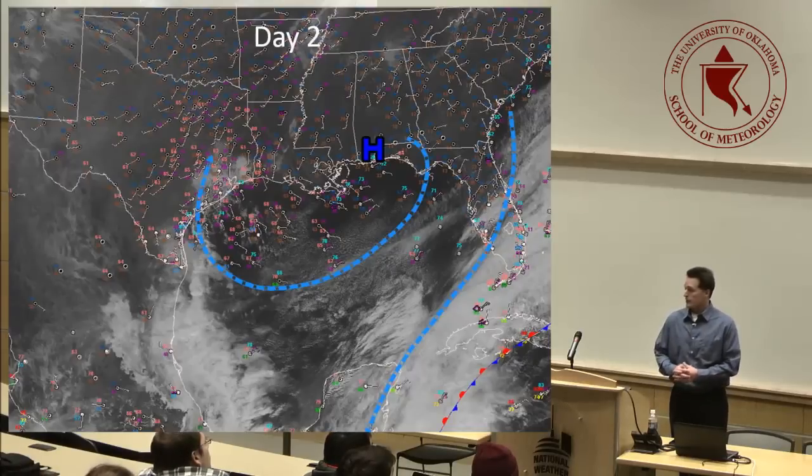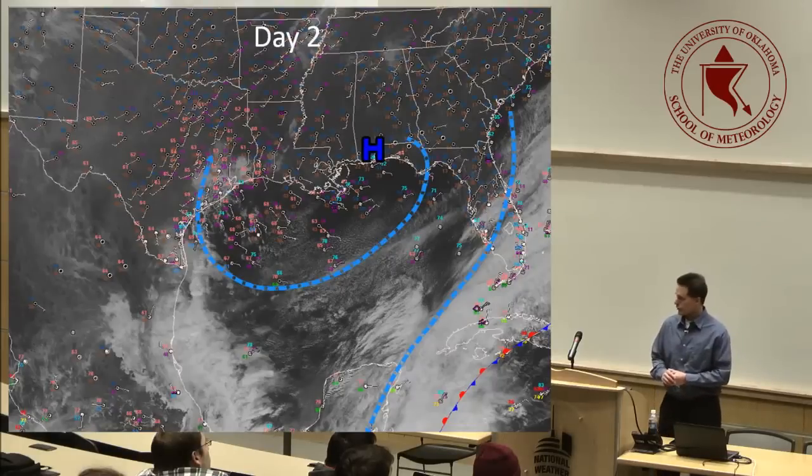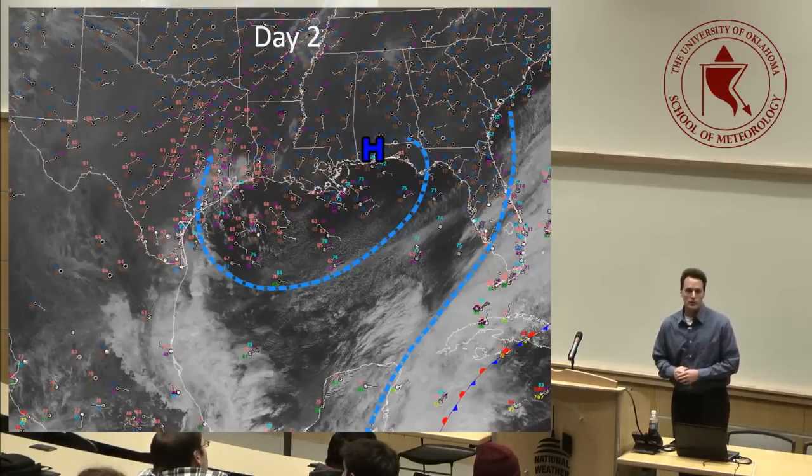Okay, in this case, the initial surface ridge has moved down toward the Mobile, Alabama region, or Pensacola, Florida, somewhere in there. We do have some weak return flow already into the Texas coastal plain. Winds have come around to south. But I've traced out just a snapshot of the streamlines in the airflow.